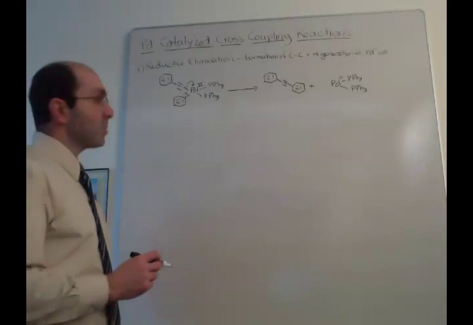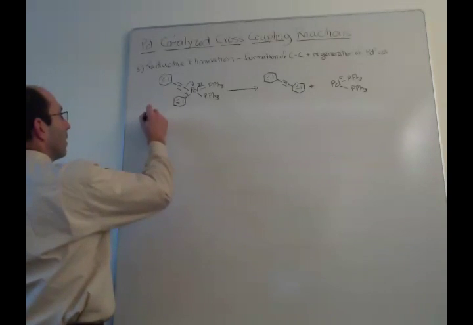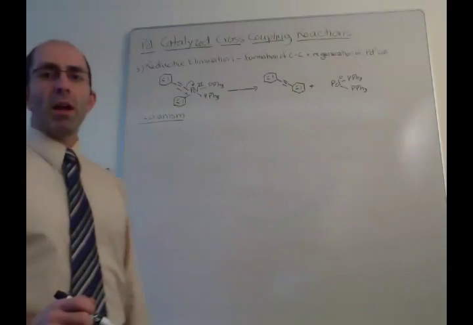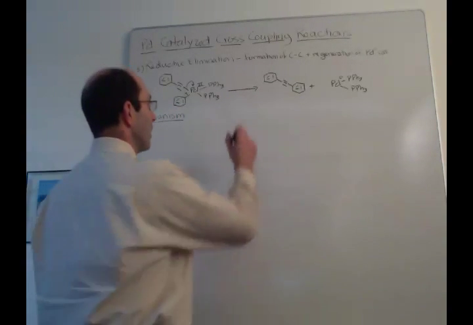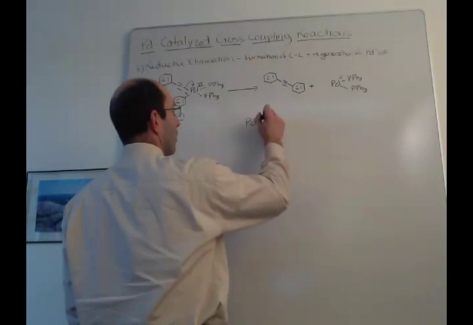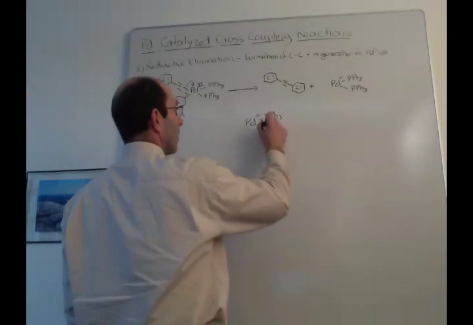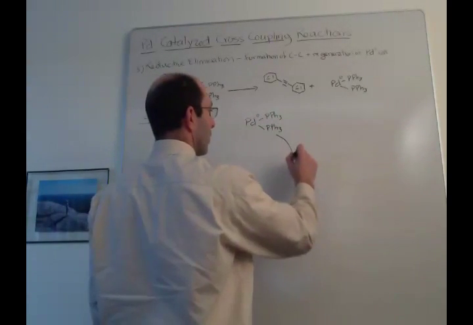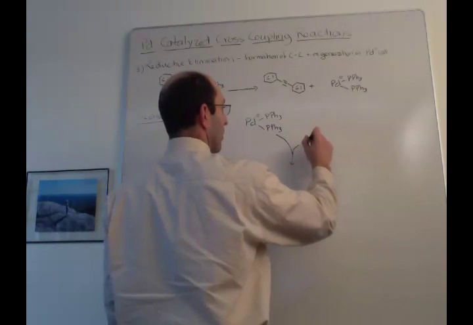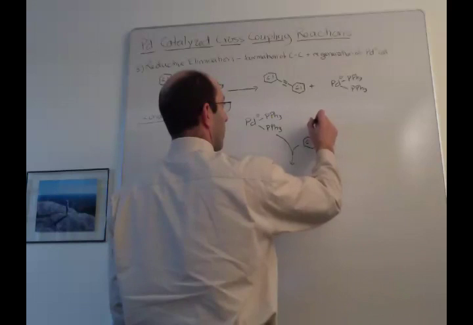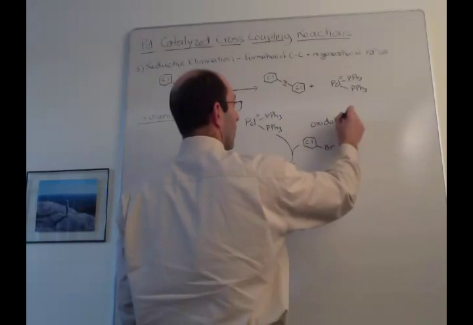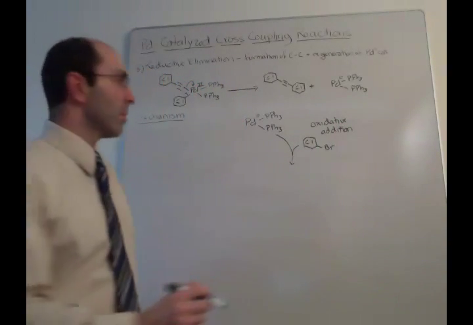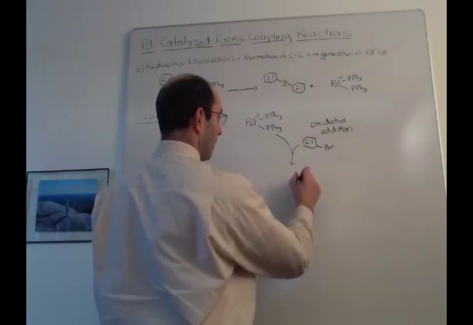So let's just finish up by going through the mechanism. I'll write it out similar to the way I wrote it out in class today. If we start with our palladium 0 catalyst, and we'll use bromobenzene like we did in class today, we do the oxidative addition step and we generate our palladium 2 intermediate.